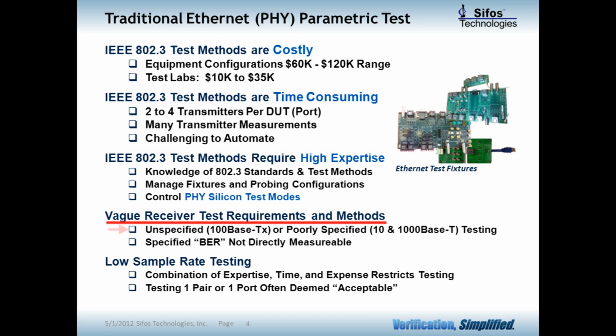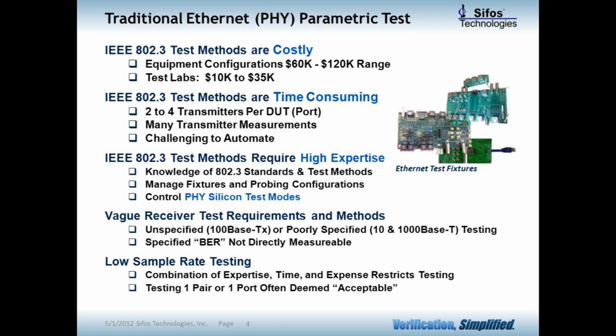IEEE 802.3 specifications are typically vague or non-existent in descriptions of receiver measurements and testing. The heavy focus is on transmitter testing. Bit error rate specifications in 802.3 specs for 10 Base-T and 1000 Base-T are not directly measurable since the lowest data entity in Ethernet is a packet.